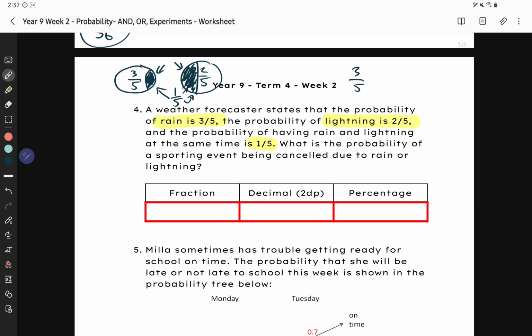So here's what happens. We have to go 3 over 5 plus the 2 over 5. That's the possibility of lightning. But since we know we've counted the case of lightning and rain together twice, we have to minus this one time. So we end up getting 4 over 5. Decimal being 0.8 and percentage being 80%.